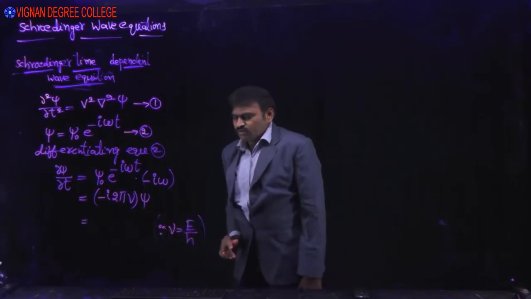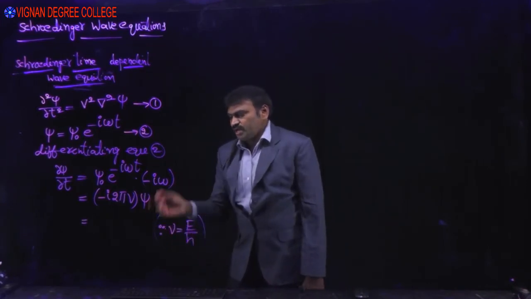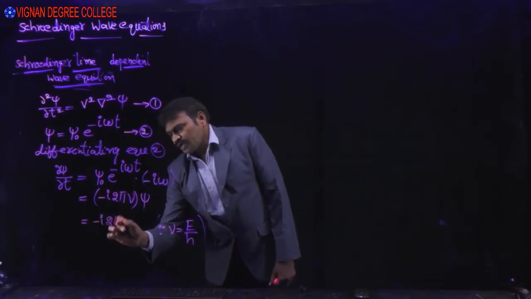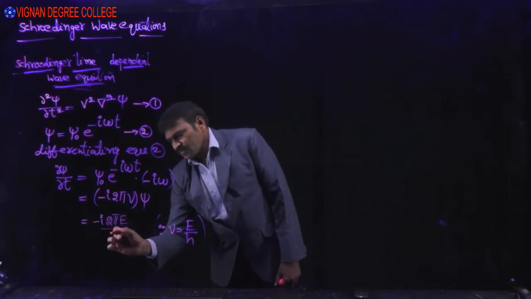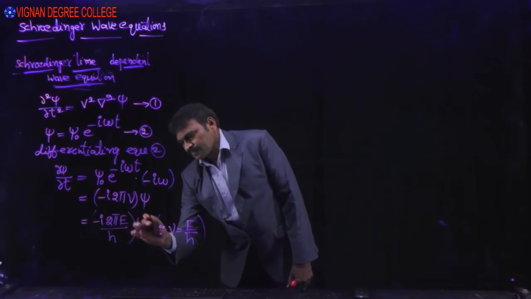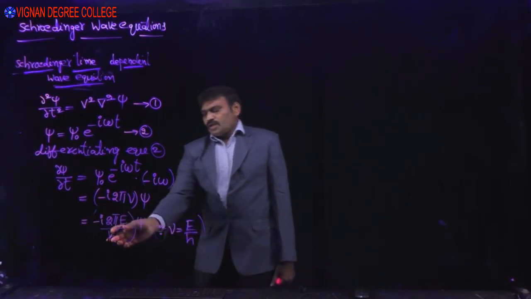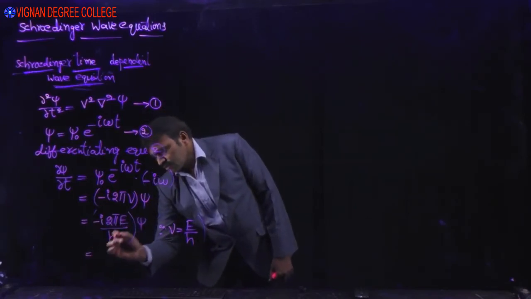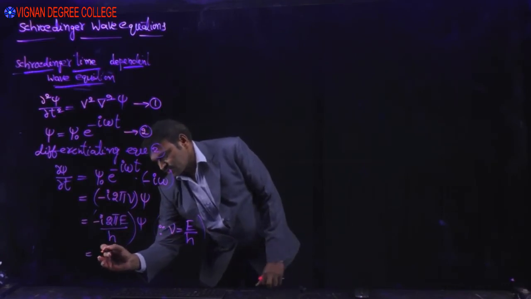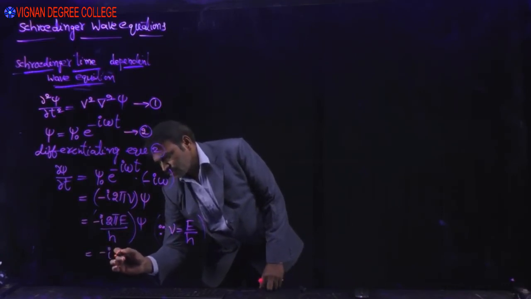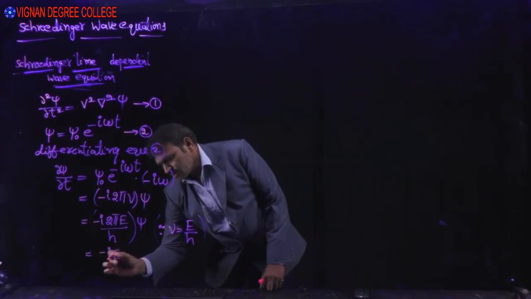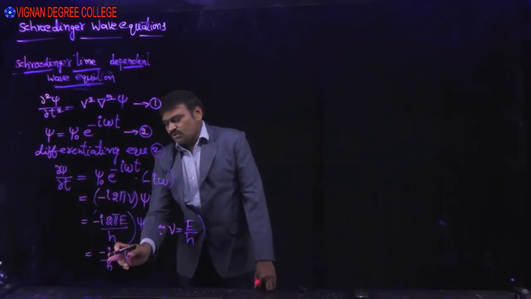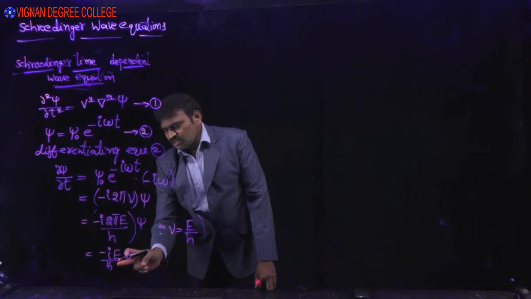From Planck's quantum theory, E = hν, so ν = E/h. Substitute in place of ν into −i 2π E/h into ψ. Here h/2π is ħ, so 2π/h is 1/ħ, giving −i E/ħ into ψ. So ∂ψ/∂t = −(i/ħ) Eψ.